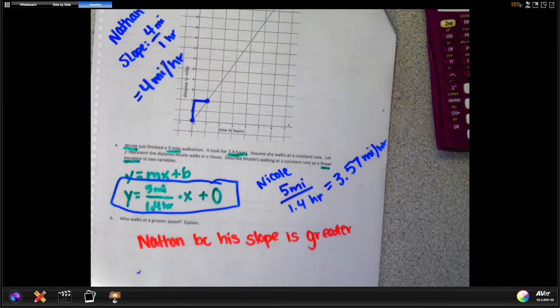For the sake of the video, this is where I'm going to stop. There are two more examples, which I will gladly go over with you if you want to come in at a later time or in the morning or at lunch. And the assignment today then is going to be page 135, numbers 1 through 5. Okay, have a great day, and hopefully that explains it.